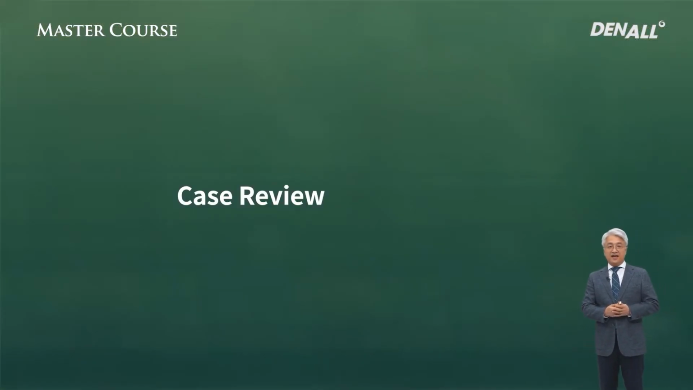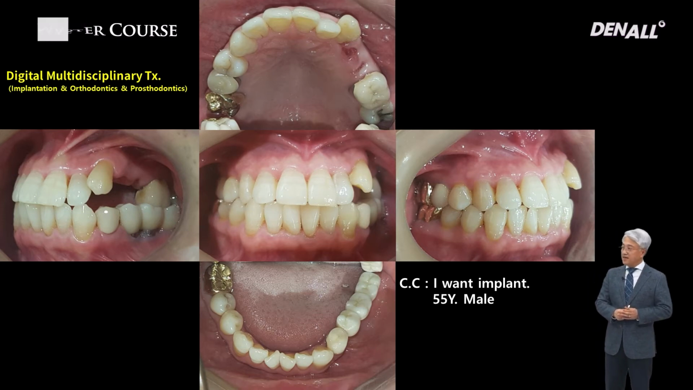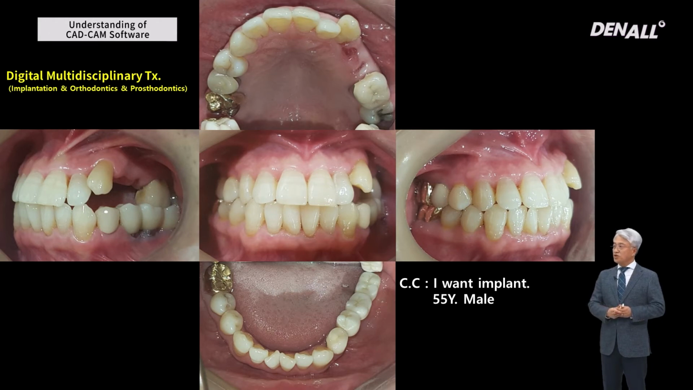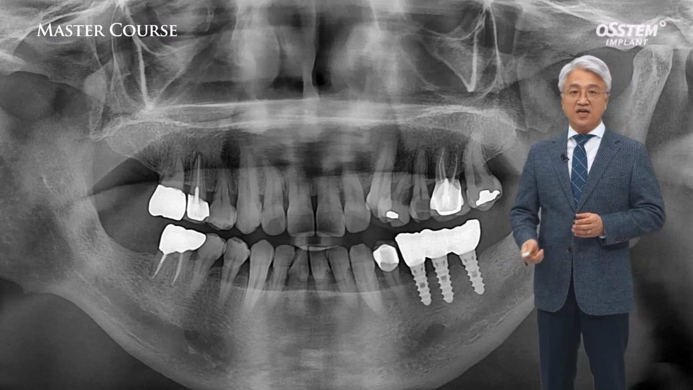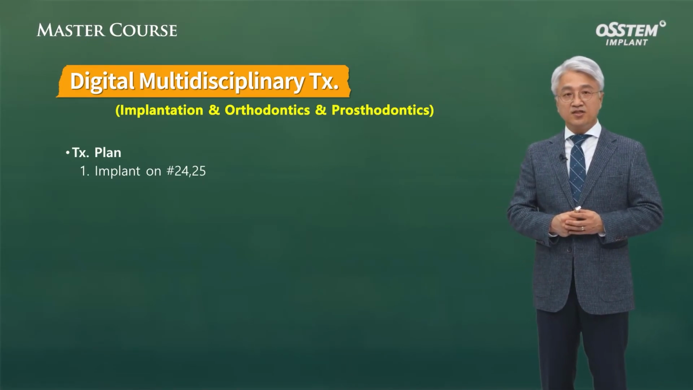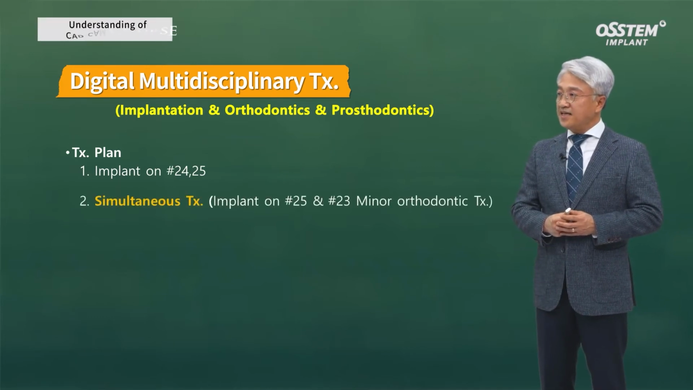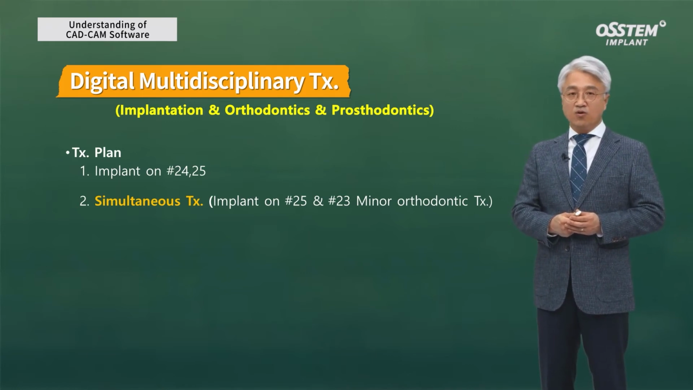Let me show you a case. This was a digital multidisciplinary treatment case. In this case, the patient was a 55-year-old male patient. The patient received orthodontic, prosthodontic, and implant treatment using CAD-CAM digital technology. If you look at the initial visit, in number 24 and 25, caries was extremely severe. The first thing that comes to mind is to extract the 2 teeth. The original plan was to extract number 24 and 25 and to provide implant treatment. The second was to do orthodontic treatment on the high canine and to place an implant in number 25.